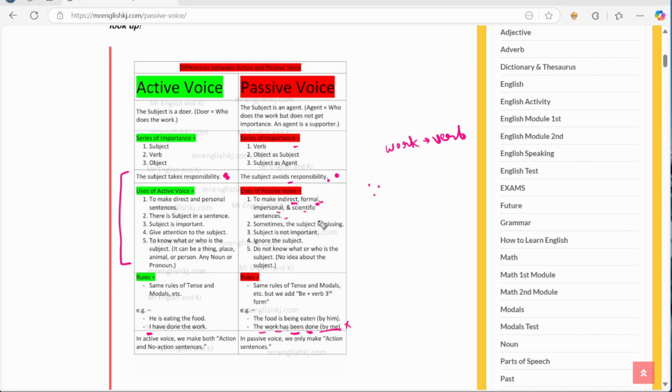Formal. Formal meaning to say, suppose in organizations, teamwork we say, sometimes there are other factors. So you don't want to take all the credit to yourself.